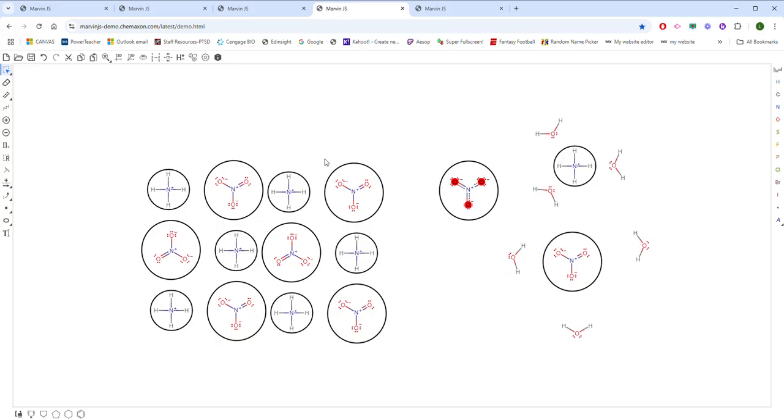Something like dissolving ammonium nitrate in water would be endothermic because it's going to require more energy than the actual bonds that are formed, the attractions between a water molecule and one of those polyatomic ions.